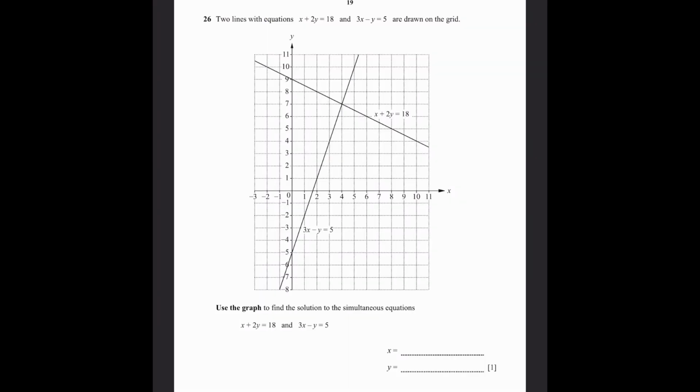Question 26. Two lines with equations x plus 2y equals 18 and 3x minus y equals 5 are drawn on the grid. Use the graph to find the solution to these simultaneous equations. Using the graph, we can just see where these graph lines intersect. It intersects at the point x equals 4, y equals 7. So the answer is x equals 4, y equals 7.